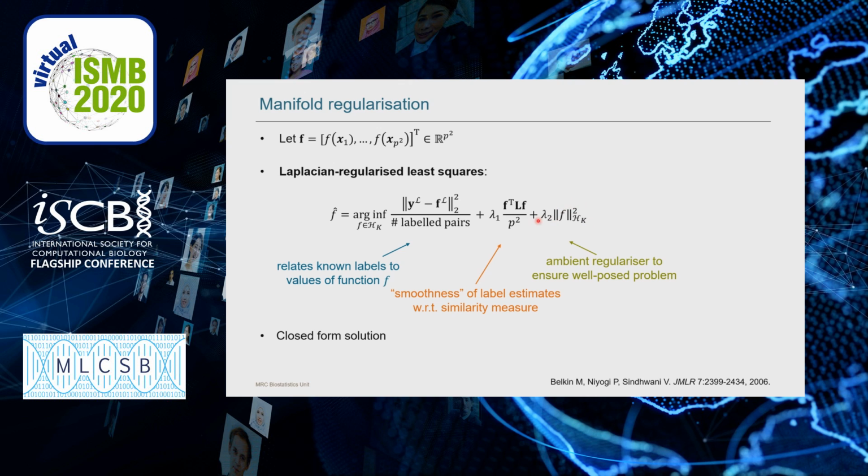So the second regularization term here is an ambient regularizer that ensures the problem is well posed. You can think of this as like the regularization term in ridge regression. And the first regularization term is where the Laplacian matrix comes in, and this ensures the smoothness of the predicted values given by the function f with respect to distances between variable pairs on the manifold. So this is where the unlabeled data is used. And this objective function has a closed form solution.